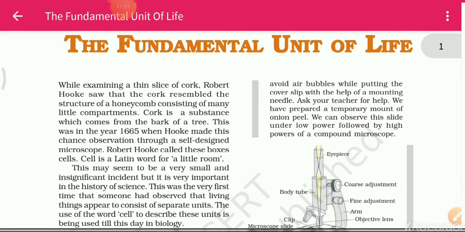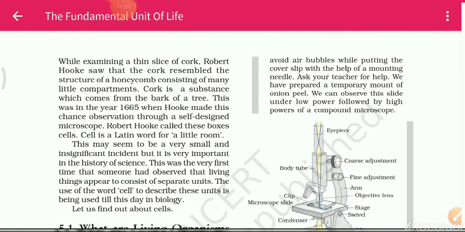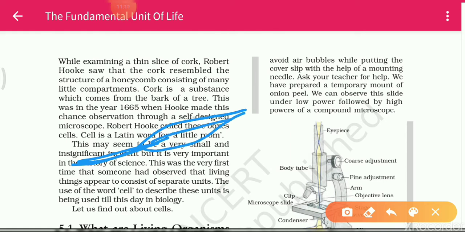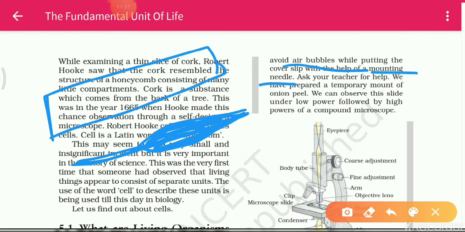Okay, I told you mounting needle means it's one kind of needle which we use in the lab. It is pointed and the back portion is broad. Okay, with the help of this needle you can put the cover slip on the slide. Understand? That's the meaning of the mounting needle. And why do we use this needle to put the cover slip? To prevent air bubbles. Okay, students, suppose this is your slide and the peel is here, safranin solution is here, then the cover slip is here.